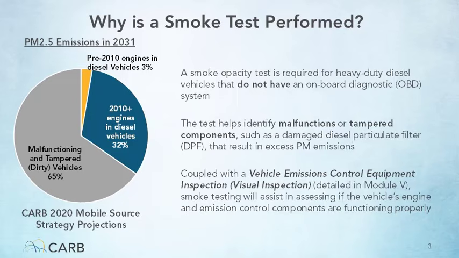The smoke opacity test is used to help assess potential issues by measuring the amount of smoke coming out of the tailpipe. To further assess a vehicle's emissions control component health, beyond just the measurement of tailpipe smoke, the smoke opacity test is coupled with the vehicle emissions control equipment inspection as part of a full Clean Truck Check emissions compliance test.